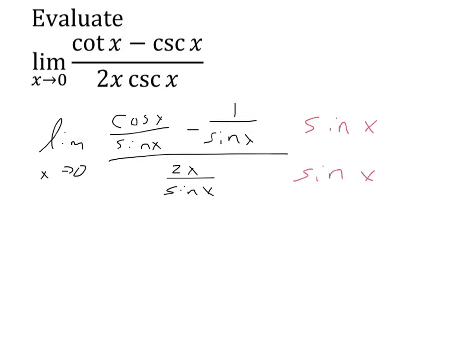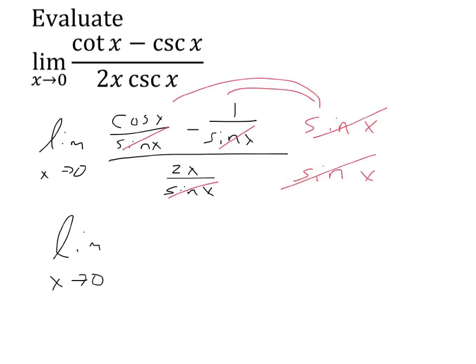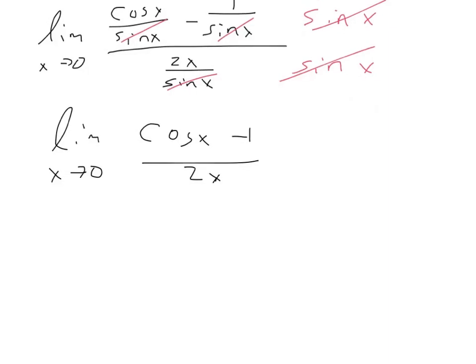Right? When you distribute the sine x through the numerator, it eliminates both of these sine x's. When you multiply to the bottom, it eliminates that sine x as well. It turns out all I have left in this problem is the limit as x approaches 0 of cosine x minus 1 over 2x. And I don't know about you, but this is nice, especially if you're aware of the special limits that we had before.